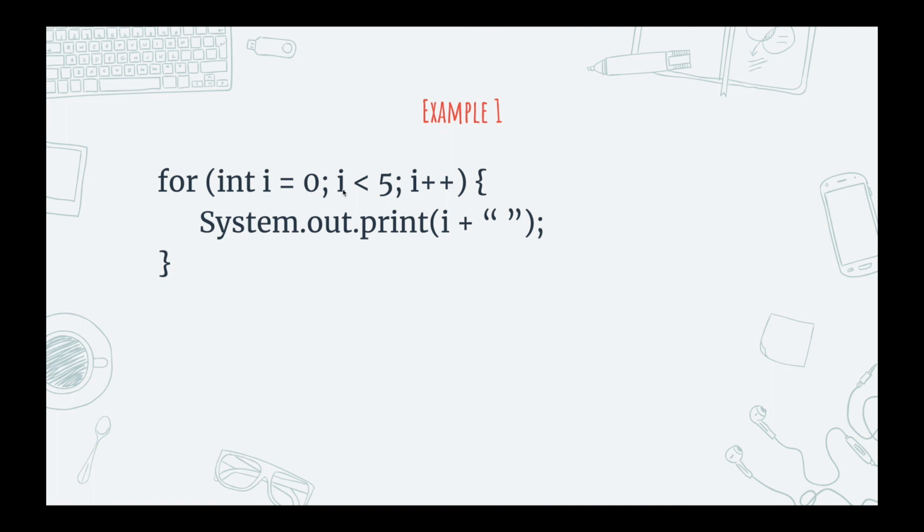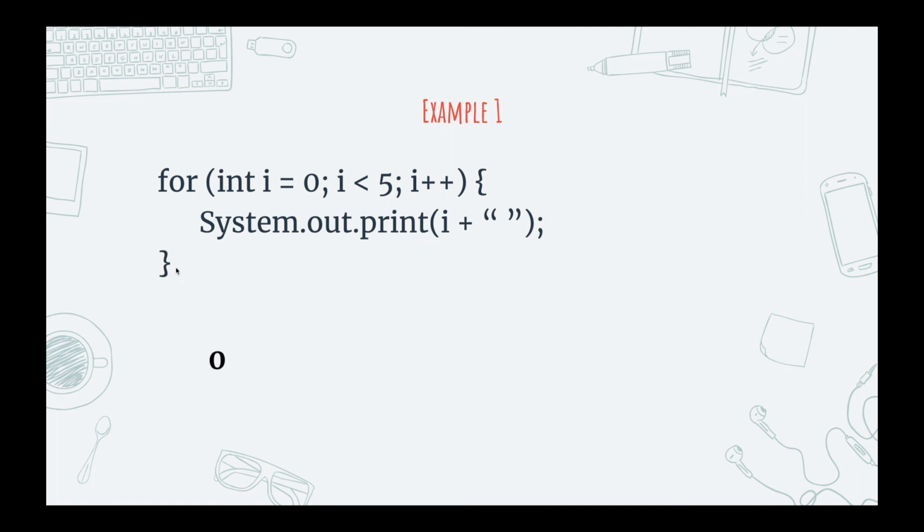Then it checks the Boolean expression. Is i less than 5? i is less than 5 because 0 is less than 5. That is a true statement. So it executes whatever is within this Java statement. All right, so it prints out i and then adds a little space there. i in that case was 0.